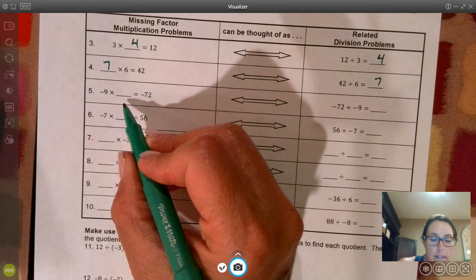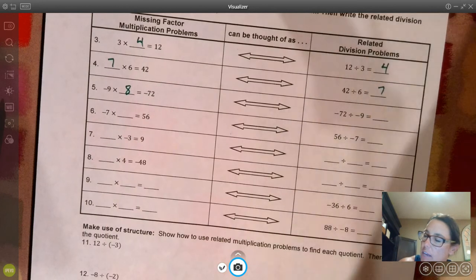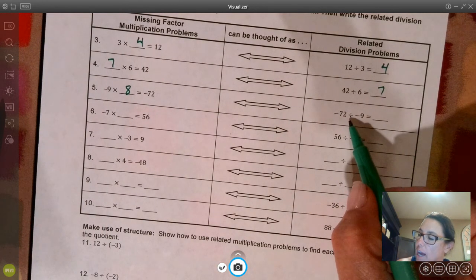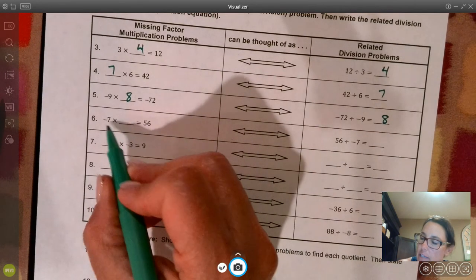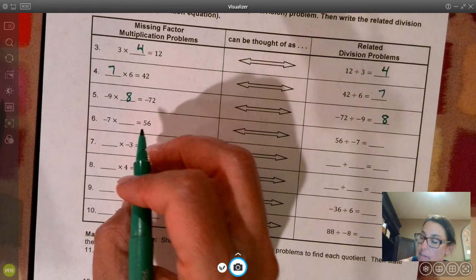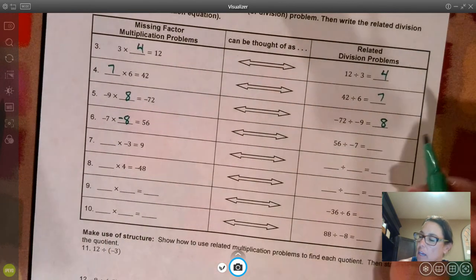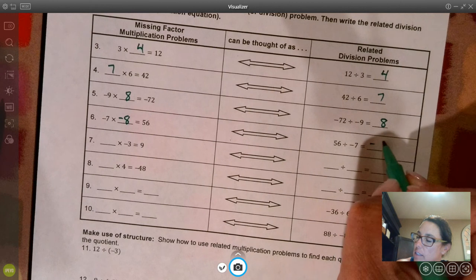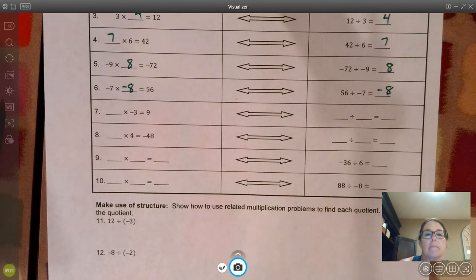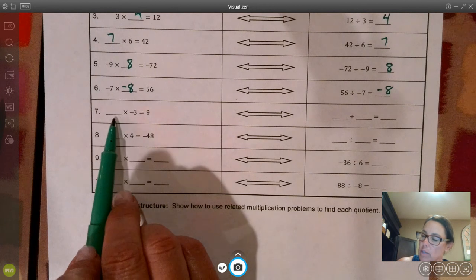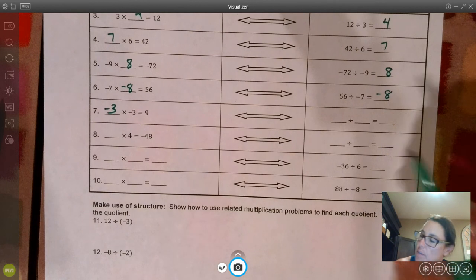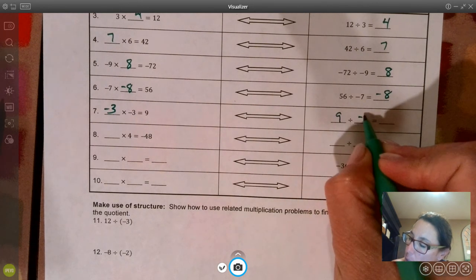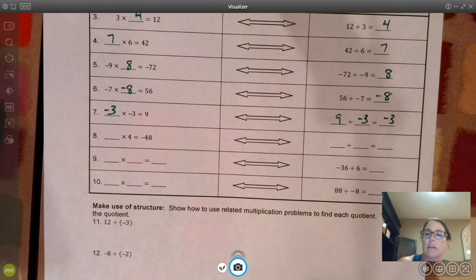Negative 9 times what is negative 72? That would be a positive 8. Negative 72 divided by negative 9 is a positive 8. Negative 7 times what is 56? That would be negative 8. 56 divided by negative 7 is negative 8. What times negative 3 is 9? Negative 3. So 9 divided by negative 3 is negative 3. Starting to fill in a little bit extra now.